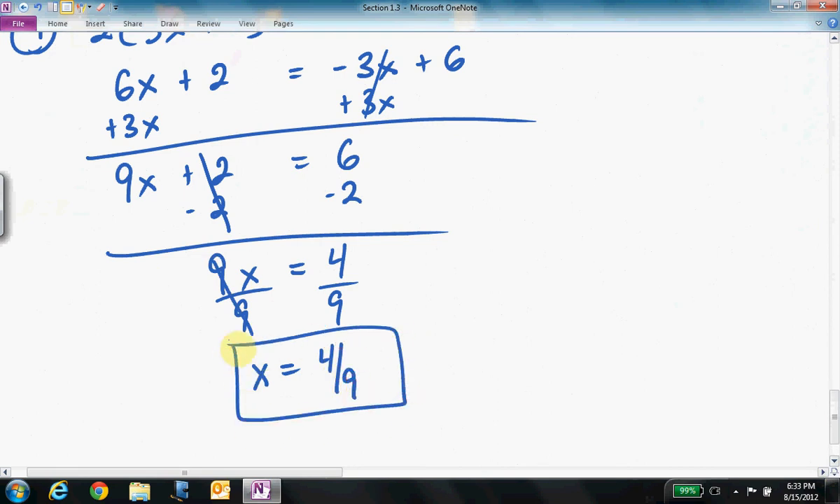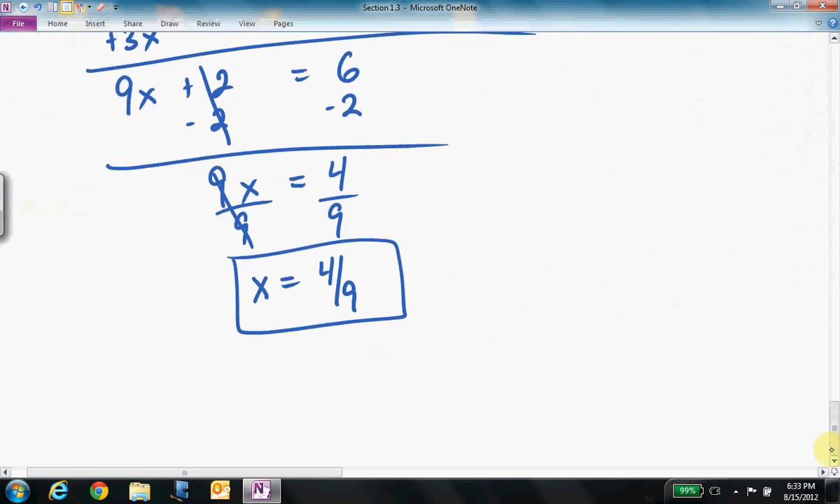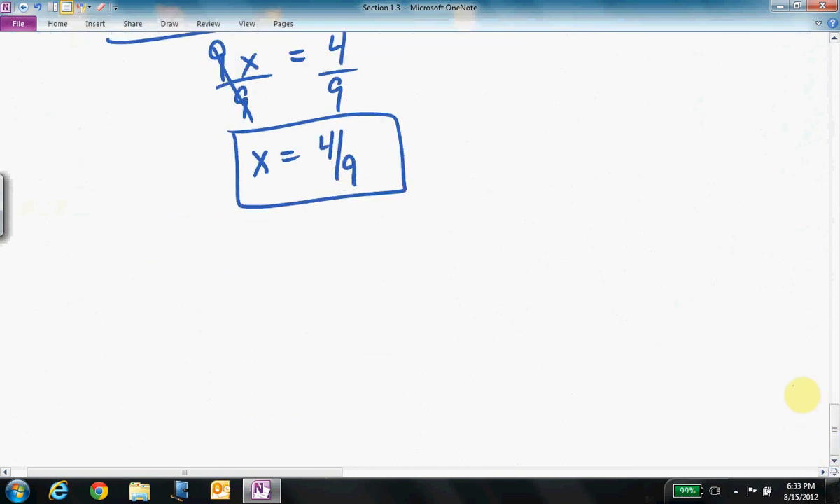Now don't freak out when you get a fraction. A lot of students will say, oh, I got a fraction, it must be wrong. Or I got a decimal, it must be wrong. No, it's definitely not the case. It's okay to get fractions. You need to check to make sure you got the problem right.